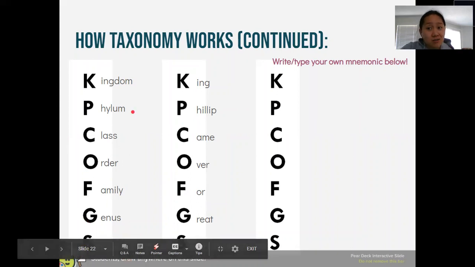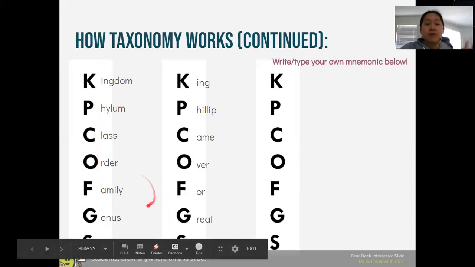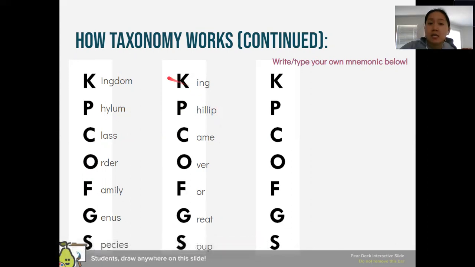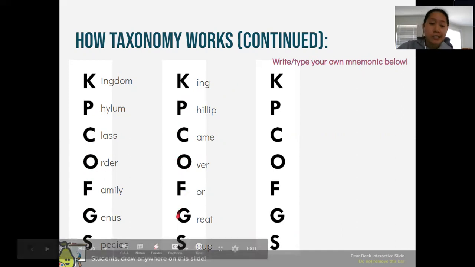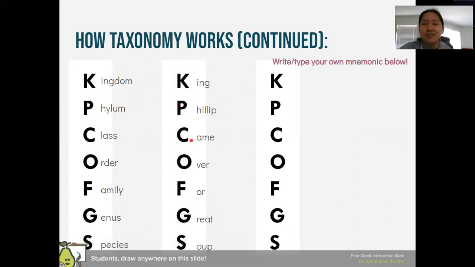But that's kind of hard to remember, so let's make a sentence out of it using other words that actually make sense in a sentence. The key rule is that the words have to begin with the same letters as kingdom, phylum, class, order, family, genus, species, so that it can help you remember it, right? So the one I came up with is the K is going to be king, the P is going to be Philip, the C is going to be came, the O is going to be over, the F is for, G is great, and S is soup. So all together, the letters are still K, P, C, O, F, G, S, but it becomes a sentence that's easier to remember. For example, King Philip came over for great soup, right?